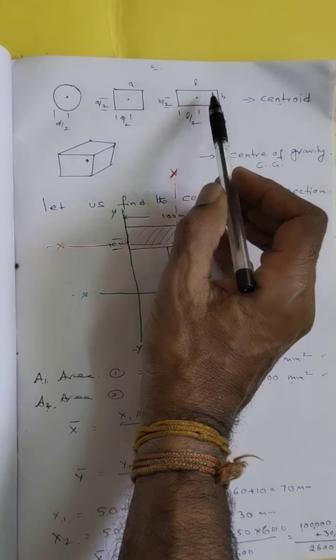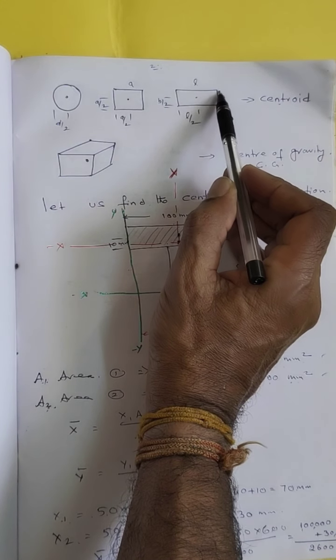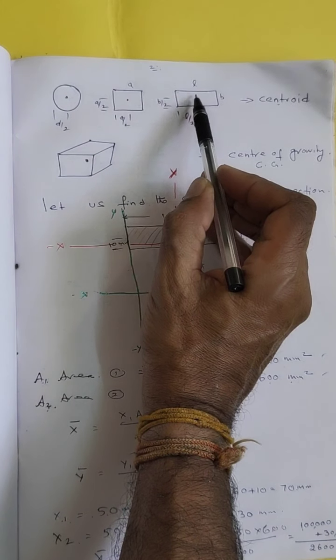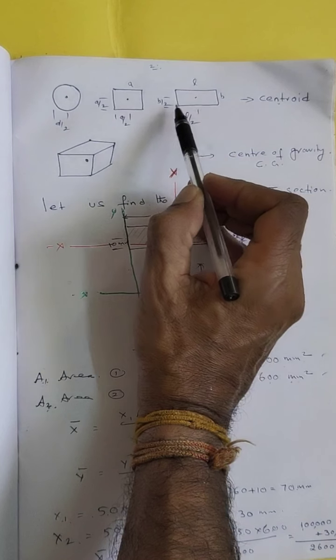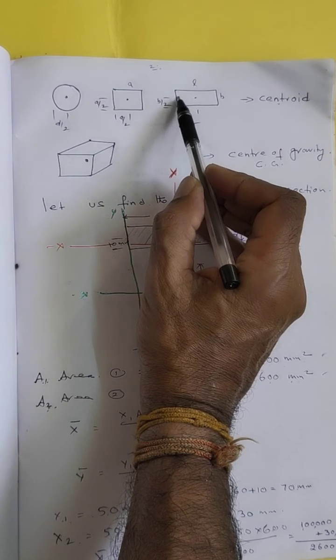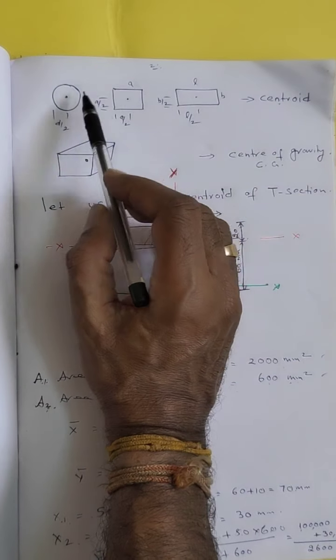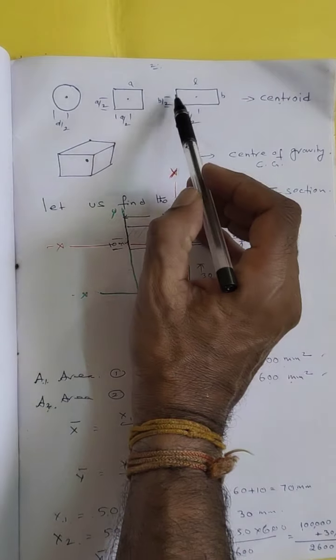Whereas for a rectangle, this is the length and this is the breadth, L into B. So the centroid will be half the distance. There is L by 2 from one end, and B by 2. So you get this point. This is known as centroid. The center of a plane figure is known as centroid, two-dimensional.